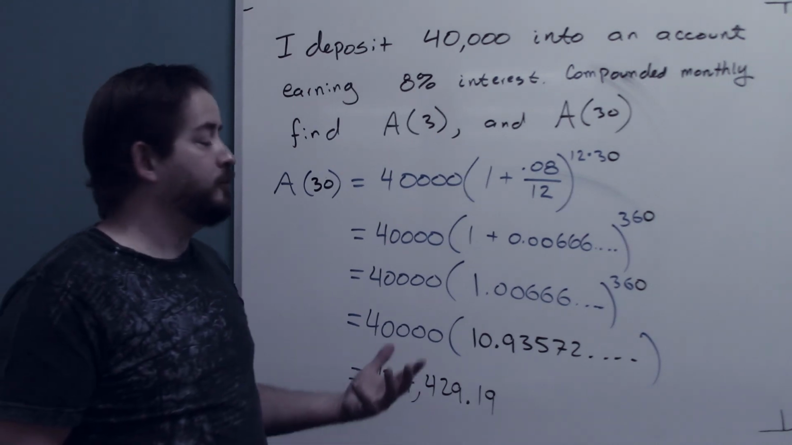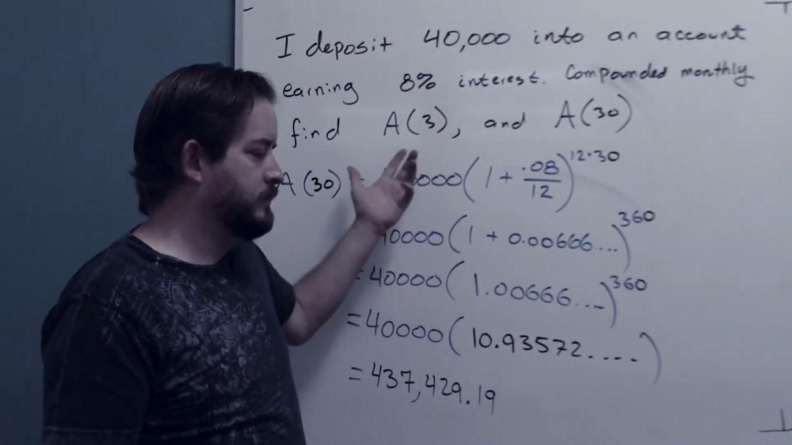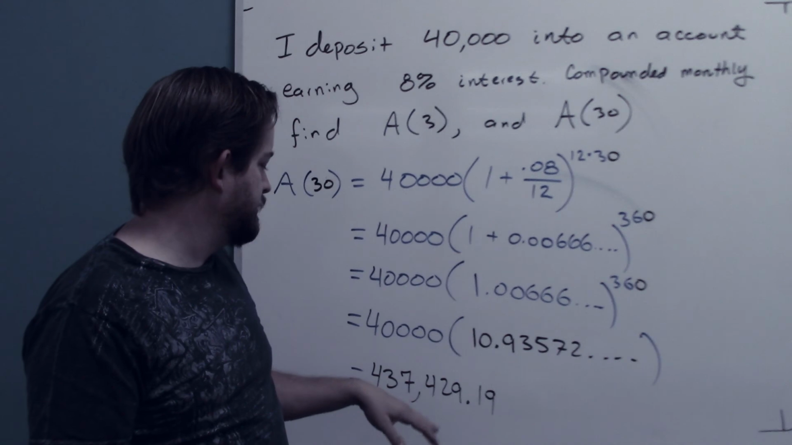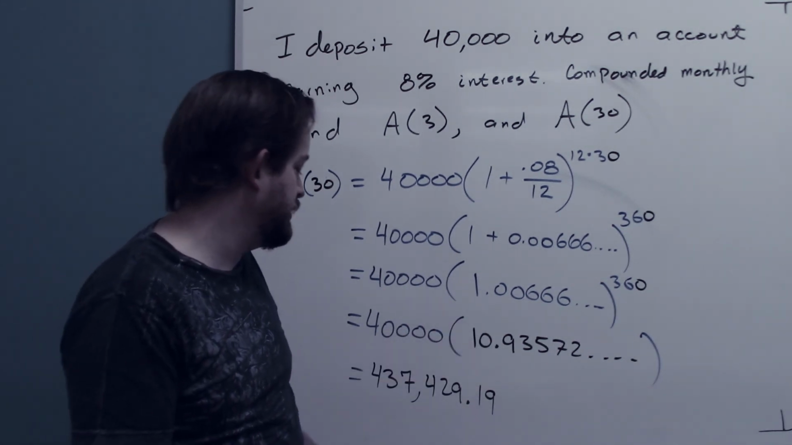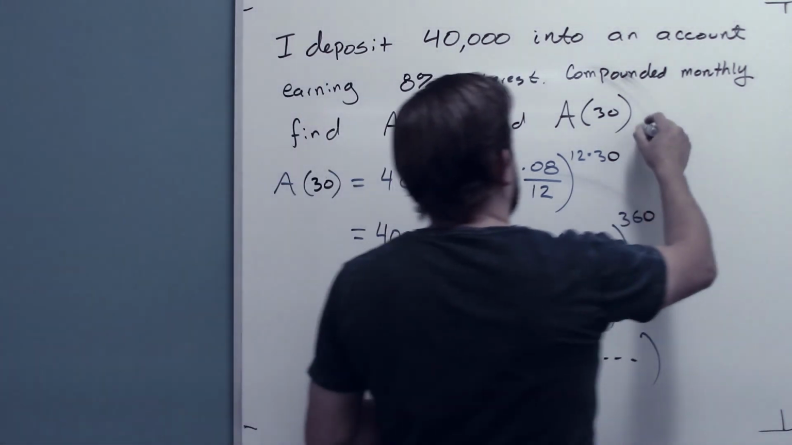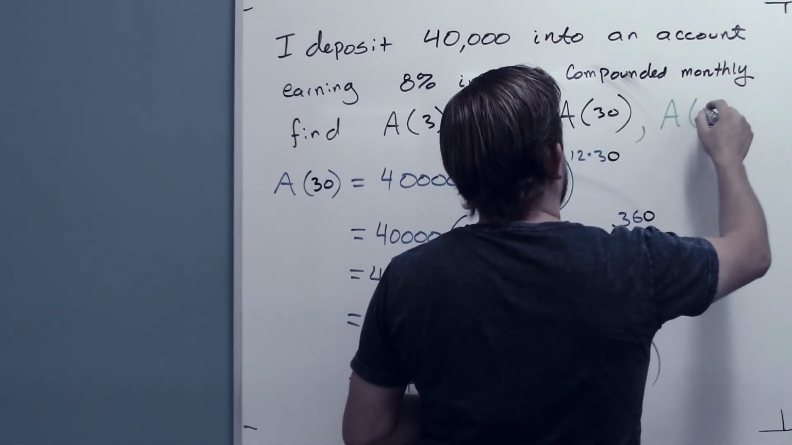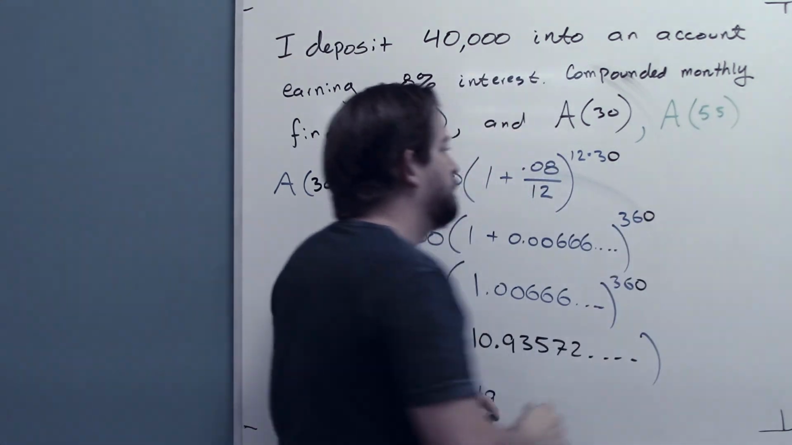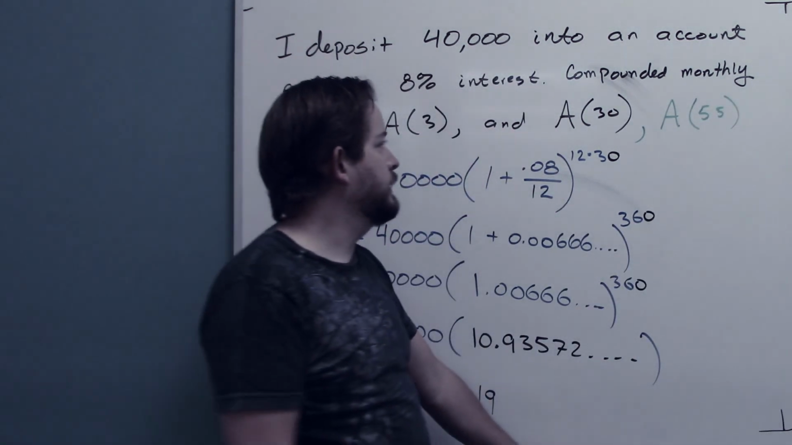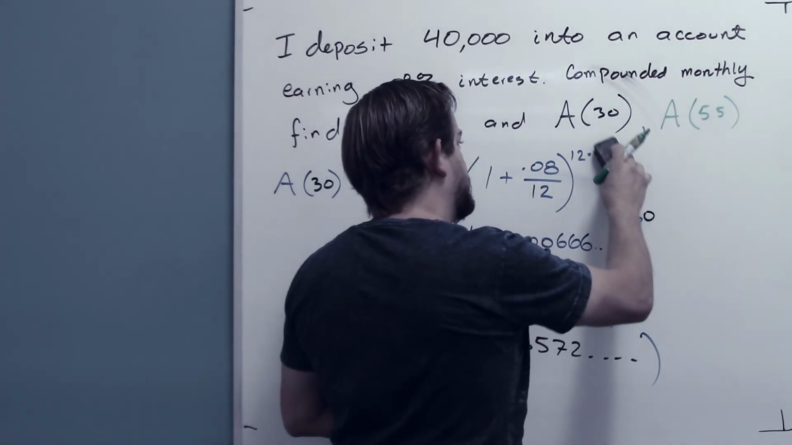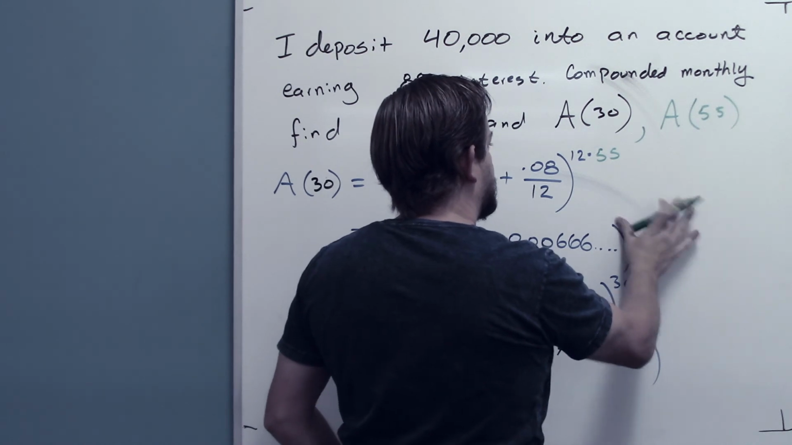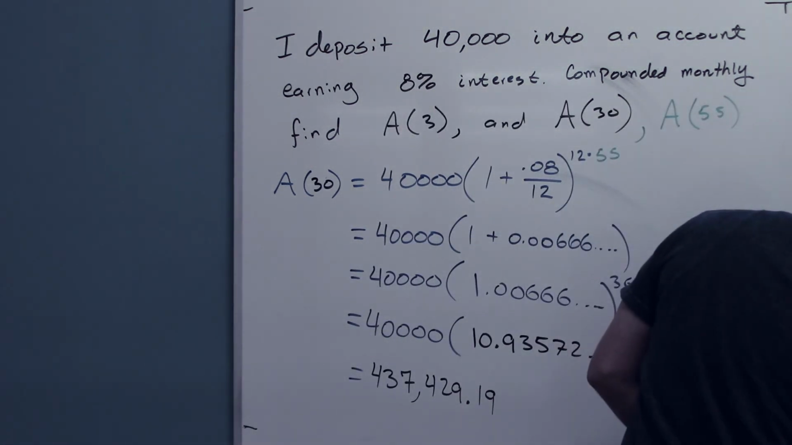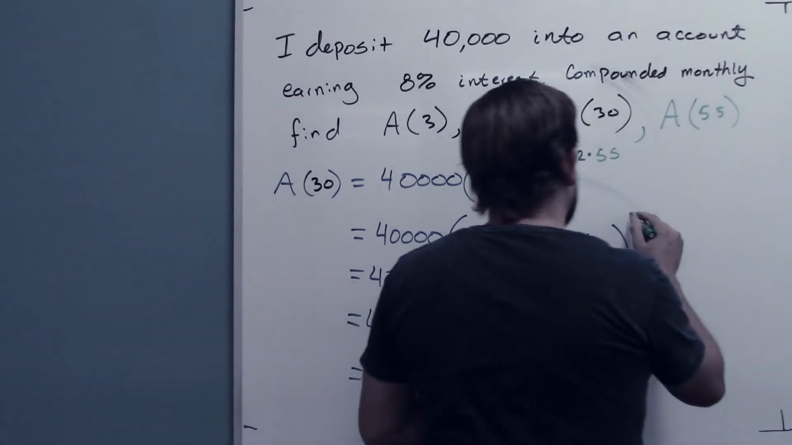And then interestingly enough, if after 30 years I was so savvy with money that I was like, hey, I'm just going to dump this onto my kids into their retirement and they have another 25 years, then we'd be looking for A of 55, right? And I can do that as well. If I want to just set my kids up for retirement, instead of 30 now, it's 55, let's say. So 12 times 55, which is 660.